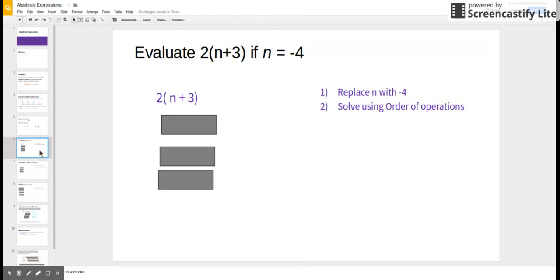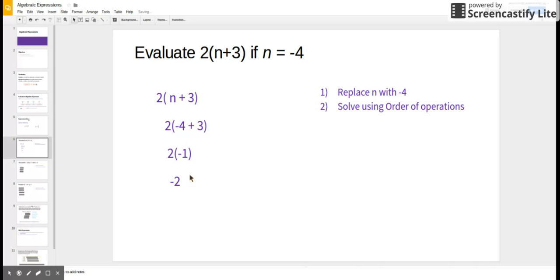Evaluate 2 parentheses n plus 3 if n equals -4. So all we do is plug in n equals -4 into our expression. So 2 parentheses -4 plus 3, and then you just follow the order of operations. Order of operations tells you to solve whatever's in the parentheses first. -4 plus 3 is -1, so you do 2 times -1 and you get -2.